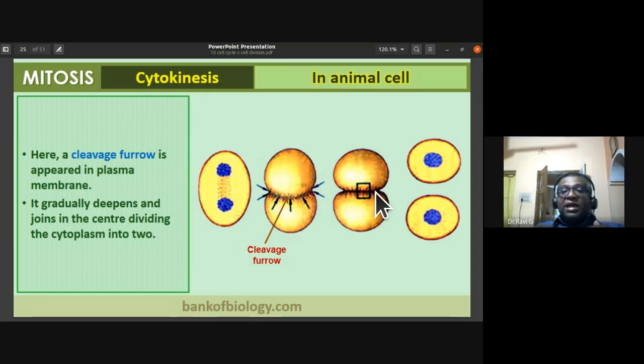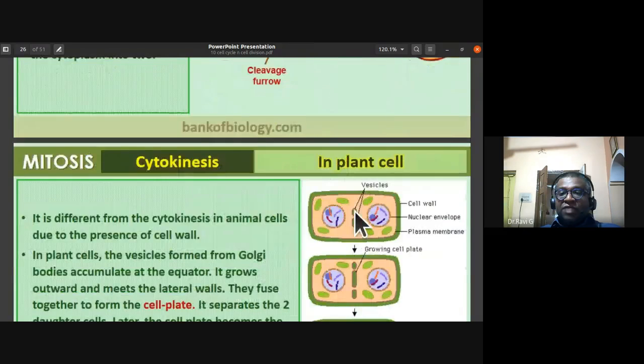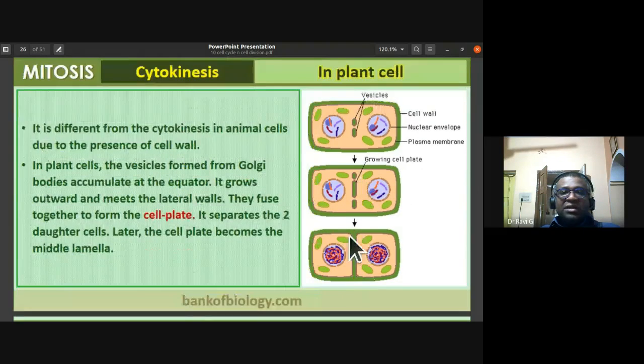Now they have formed a plate or a membrane which separates the two daughter cells, dividing the cytoplasm completely into two. So the furrow gradually deepens and joins at the center, dividing the cytoplasm into two in the case of animal cells. Whereas in plant cells, you find that there is a cytoplasmic plate formed at the center, which extends at both ends, and they are going to form the cell wall.